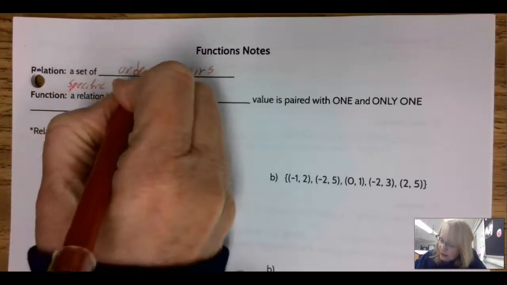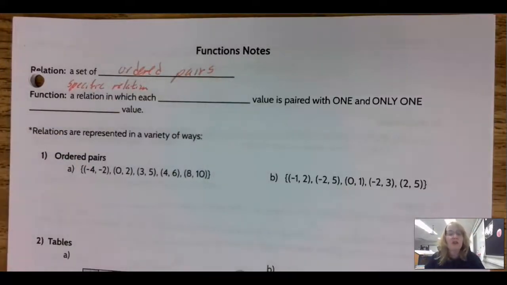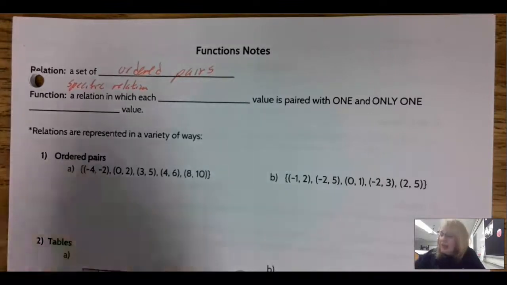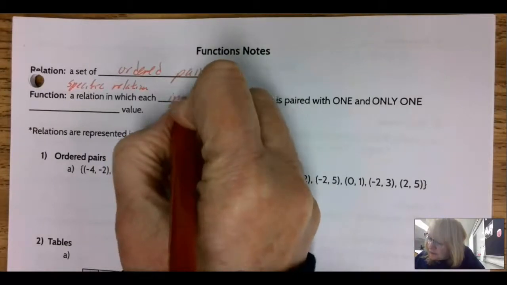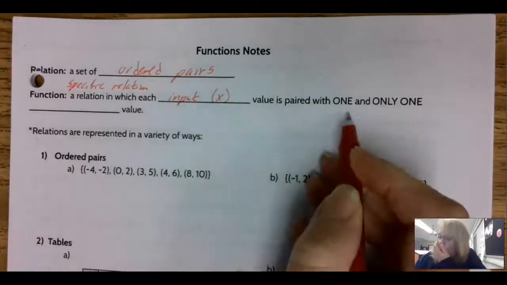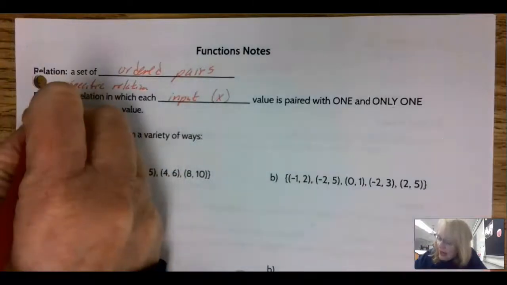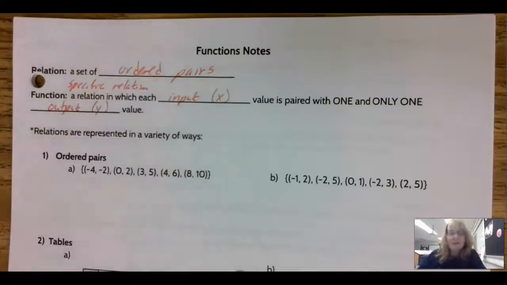relation. Okay, because your relations, all of the problems that you see on the worksheet in front of you, the packet in front of you, those are all relations. But a function is a special one. A function is a relation in which each input, which are usually your x values, is paired with one and only one output, or y value.